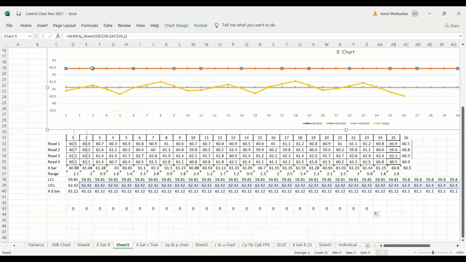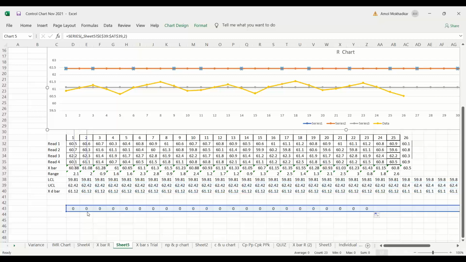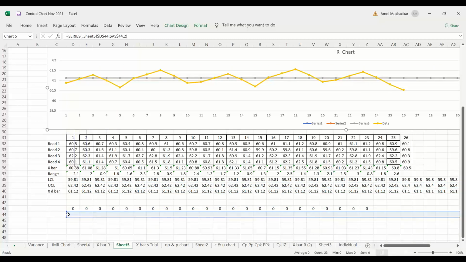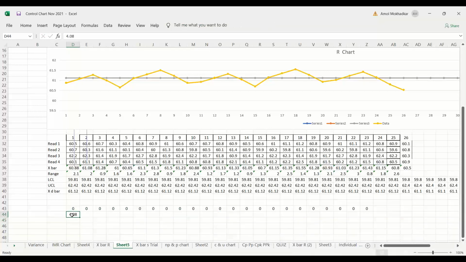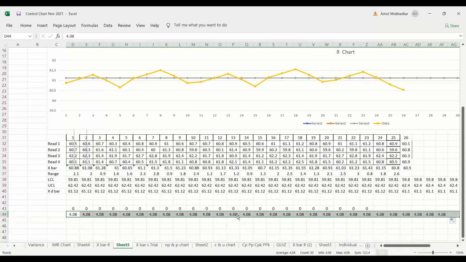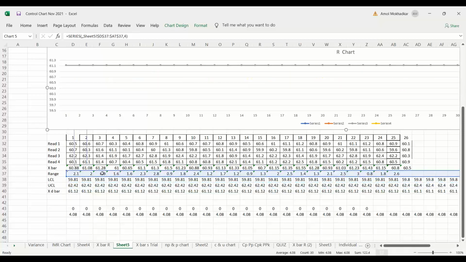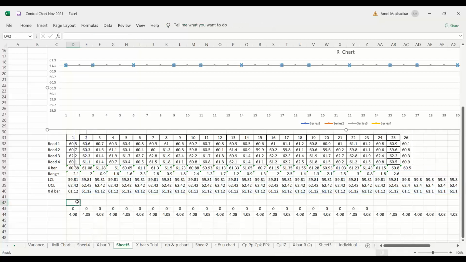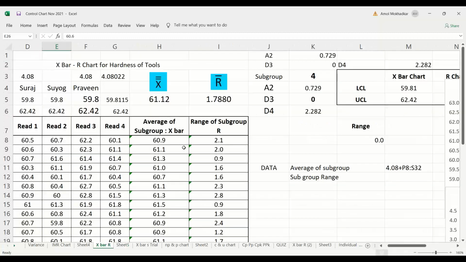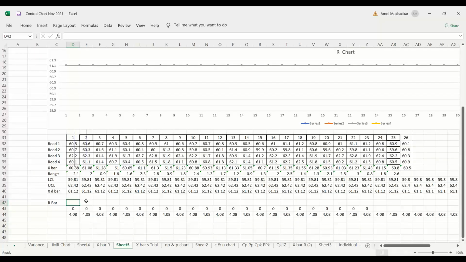Then I am going to put the UCL value. So UCL of the R bar was 4.08. So this 4.08 I am going to drag. Okay, and then the data we have here, range data, and the averages. So again we need to take the average of R bar. We need to check what was the R bar value, 1.788. So 1.788 was the R bar. So our LCL and UCL.